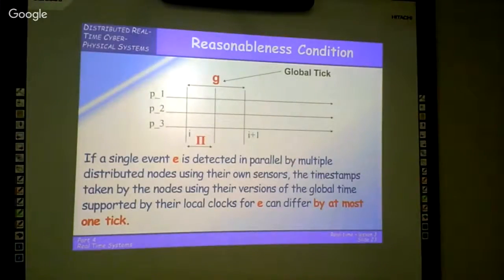So if we satisfy this condition, we can then say that if a single event E is detected in parallel by P1, P2, and P3, which have local clocks obeying this property, the timestamps taken by these nodes for E can differ by at most 1 tick. If I'm a bit earlier, I can measure it here. If I'm a bit slower, I will measure it here. But it will never be the case that P3 measures the event here and P1 measures the event there. Because this would mean that the precision, which would be the distance between the two, is higher than the granularity. Okay? You got this? If the distance is less than g, it will never happen that for a single event, two clocks have timestamps with a distance bigger than 1 tick.